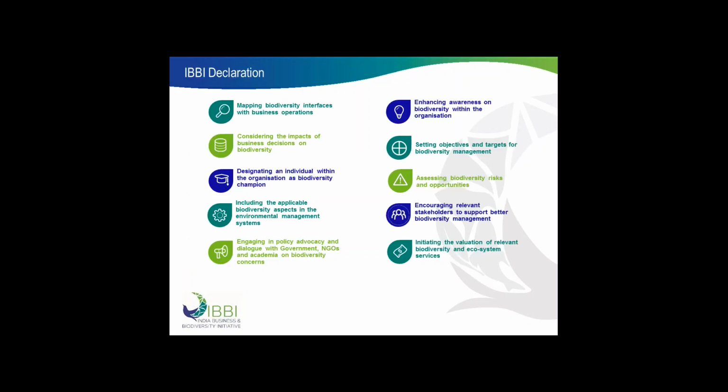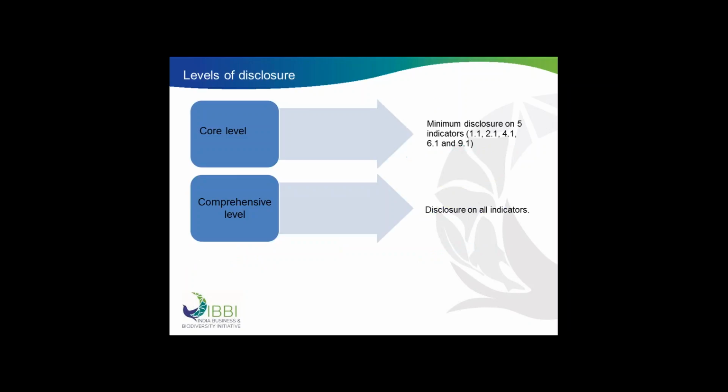As this is the first time IBBI companies would be reporting, indicators were developed to ease the reporting. The indicators were developed by the working group consisting of various IBBI members. In total, 18 indicators were developed, out of which 5 indicators were made core level indicators, or bare minimum disclosure on action taken on the declaration.